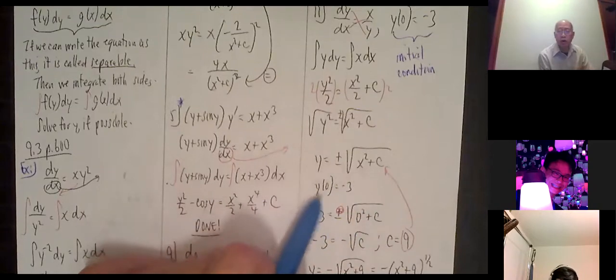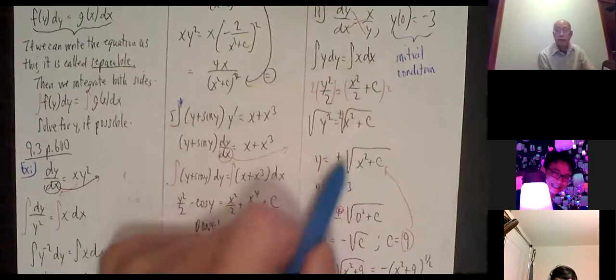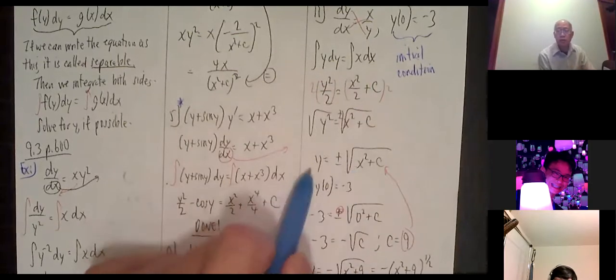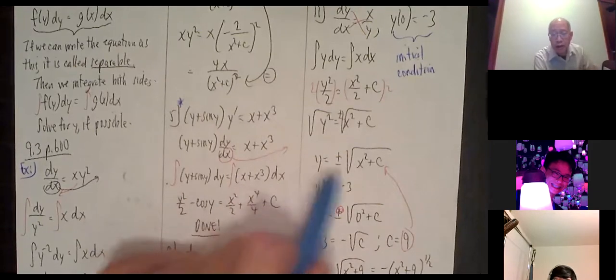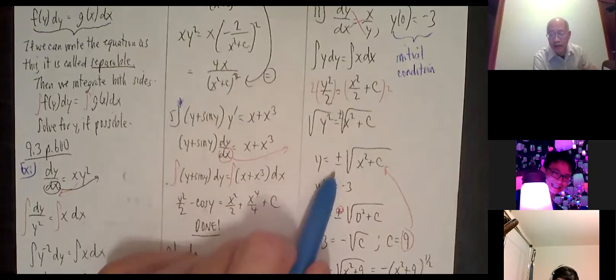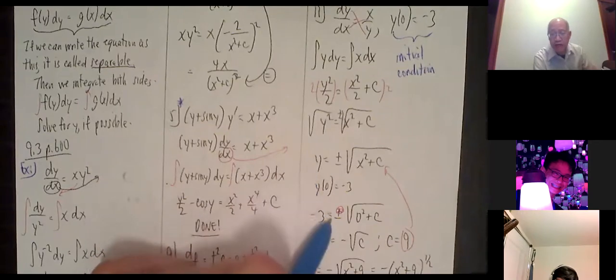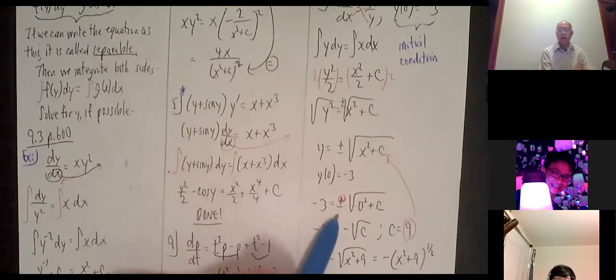And now they say y of 0 equals -3. Okay. That means when x is 0, y is -3. And by putting -3 here, that automatically tells me I throw out the positive. That's kind of weird. We're used to throwing out the negative when I have a plus or minus. But in this case, in order for this to be -3, I have to throw out the positive, right? This isn't going to work if I have the positive, only if it's negative.